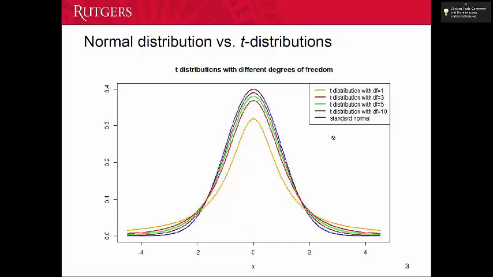The reason why the t-distribution looks somewhat flatter and more spread out is that when you have a smaller sample size, you have more uncertainty about the values of the population. Therefore, the distribution is spread out.